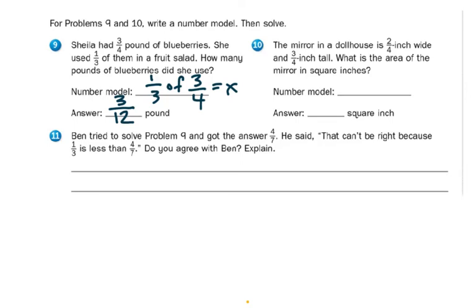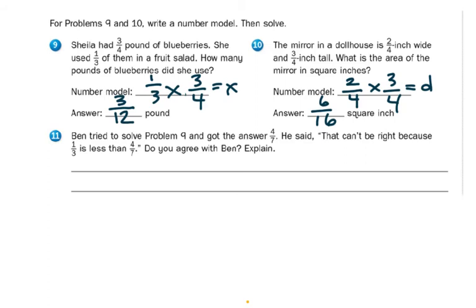Number 10, the mirror in a dollhouse is 2/4 inch wide and 3/4 inch tall. What is the area of the mirror in square inches? So we're going to take 2/4 times 3/4. You know what? Sorry, I should have made that a multiplication sign. I'm so used to putting "of" in there. Equals, and I'll put D for dollhouse. Go ahead and multiply the numerators. 2 times 3 is 6. And 4 times 4 is 16.